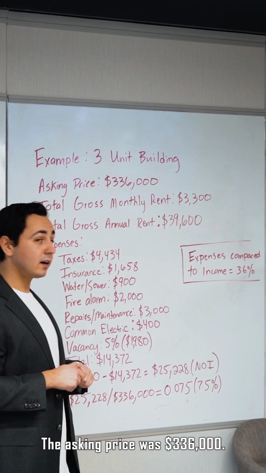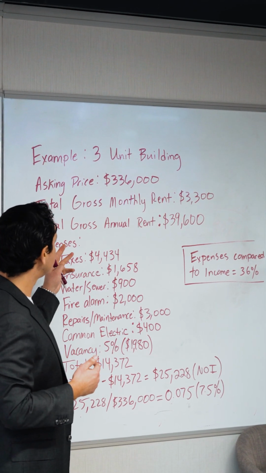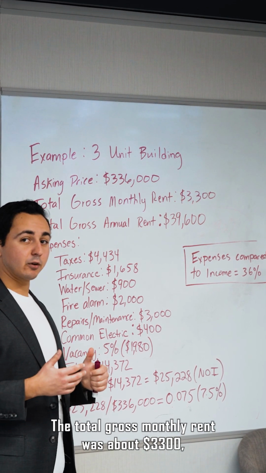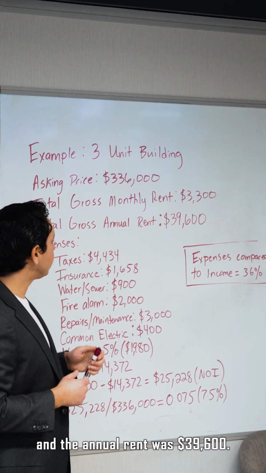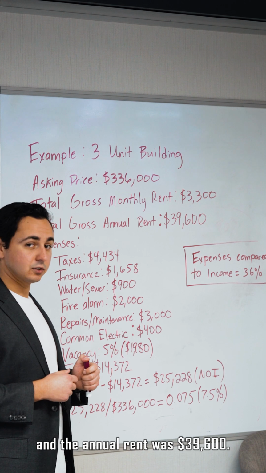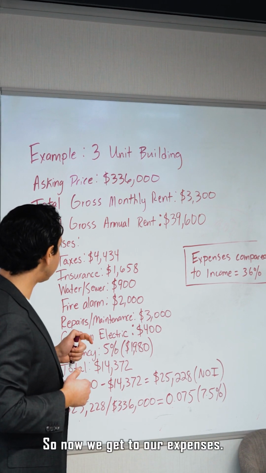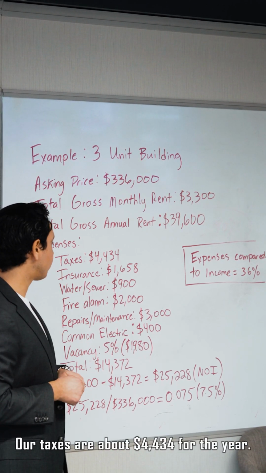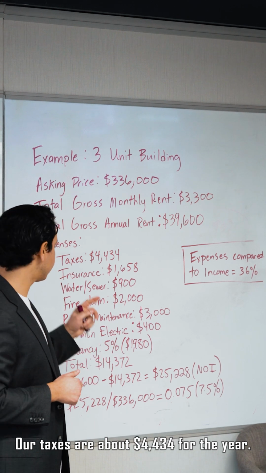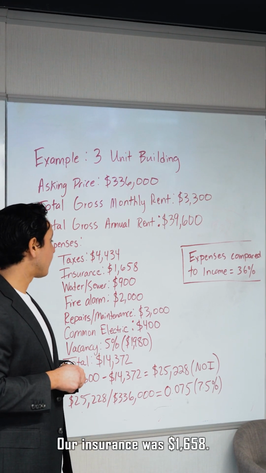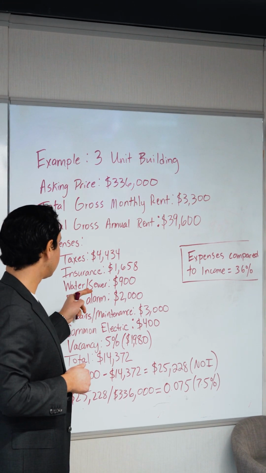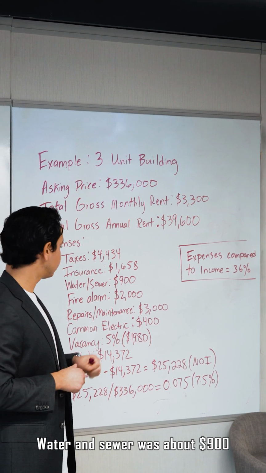The asking price was $336,000. The total gross monthly rent was about $3,300, and the annual rent was $39,600. So now we get to our expenses. Our taxes are about $4,434 for the year. Our insurance was $1,658. Water and sewer was about $900.